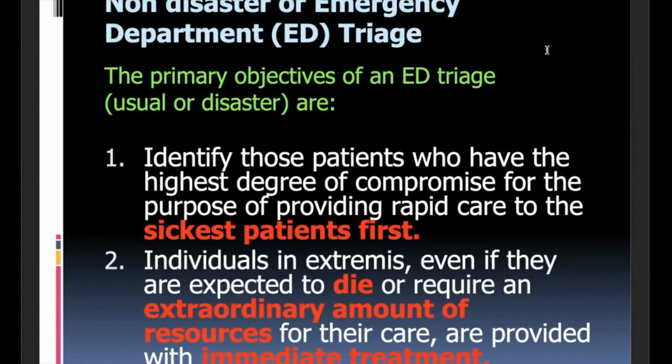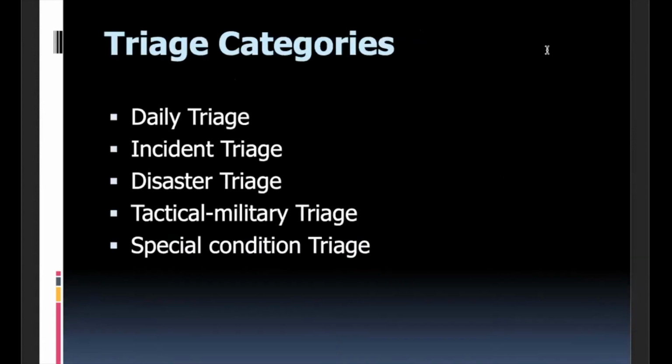Next, we have here the triage categories: the daily triage, incident, disaster, tactical, military, and special condition. You can follow through with this one actually in your book. It's on page 383.